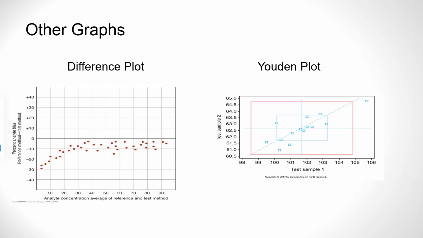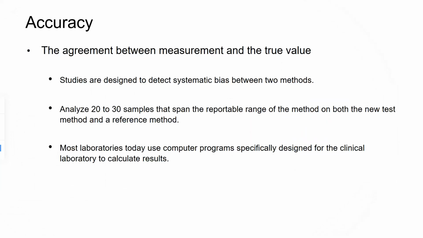There's other graphs like a difference plot and a Youden plot. We won't talk too much about those, but again, we're trying to look for that linearity and see how far off these plots that data can land. Accuracy, the agreement between measurement and the true value. Studies are designed to detect systematic bias between two methods. You analyze 20 to 30 samples that span the reportable range of the method on both the new test method and a reference method. Most laboratories today use computer programs specifically designed for the clinical laboratory to calculate results.